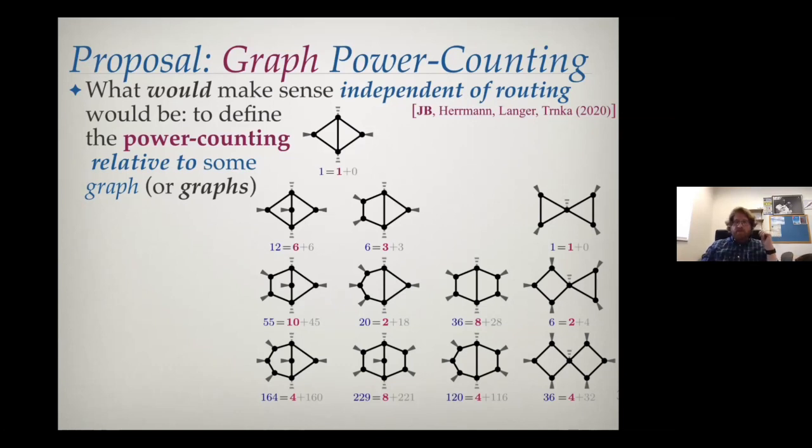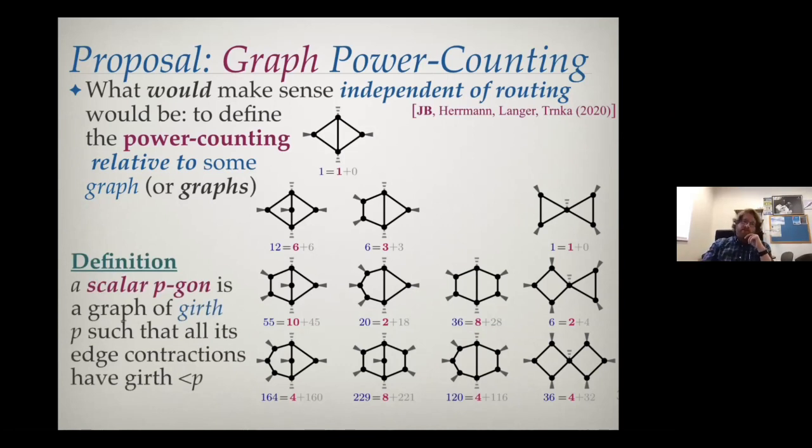And so we're going to define a scalar p-gon as a graph that has girth p. This is defined at any loop order, by the way. It's a graph of girth p such that all edge contractions have smaller girth. So girth, remember, is the size of the minimum cycle. The smallest cycle, so the smallest loop you can find in the graph, is the girth of the graph. And if you collapse any edge of the graph, you get something with smaller girth. I call that a scalar, okay?